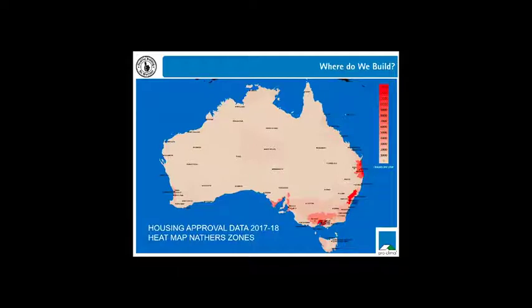So the other question we've got is, where do we actually build? This is a heat map of the NatHERS zones based on housing approval data from 2017 and 18, split down into the NatHERS zones. You can see those red hotspots are where all the housing development is happening. So it's happening in Brisbane, Sydney, Melbourne. Okay, nothing new, we should know that. Some bits of development happening in Adelaide, Perth, other capital cities. And then we've got spread up the Queensland coastline, a little bit of development happening in relation to those other areas.